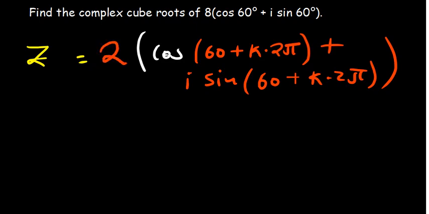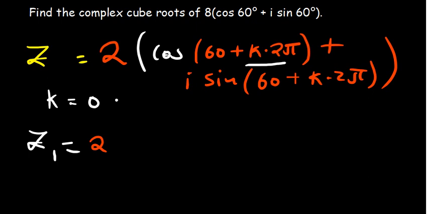Now, the first possible solution that we can have is when k is equal to 0. If you let k be equal to 0, your z1 is basically going to be equivalent to 2 times the same form, meaning that the rotations are cancelled out. It's the basic first possible solution.